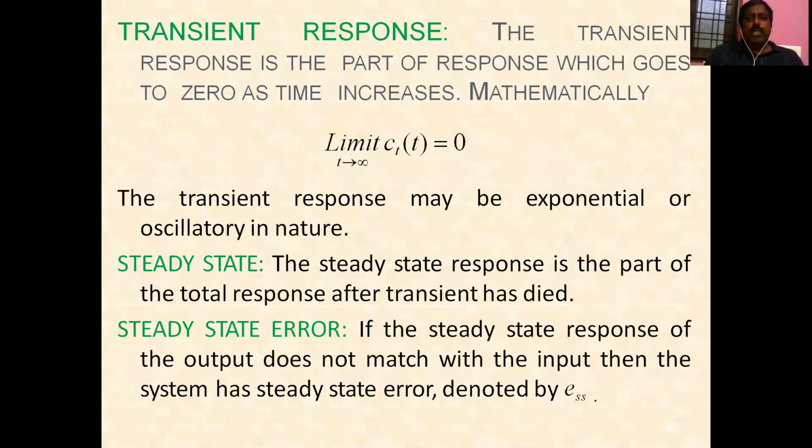So the transient response is the part of the response which goes to zero as t increases. Mathematically, it is represented as limit t tends to infinity, c1 of t is equal to 0. The transient response may be exponential or oscillatory in nature. Steady state: the steady state response is the part of the total response after the transient has died. Steady state error: if the steady state response of the output does not match the input, then the system has steady state error, denoted by e subscript ss.